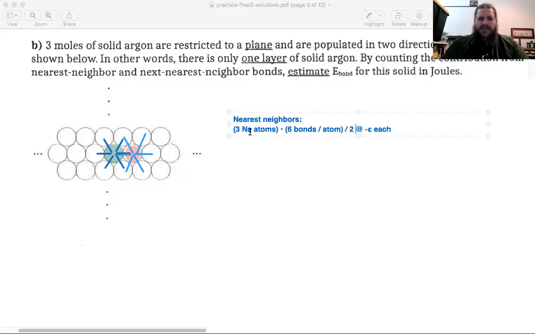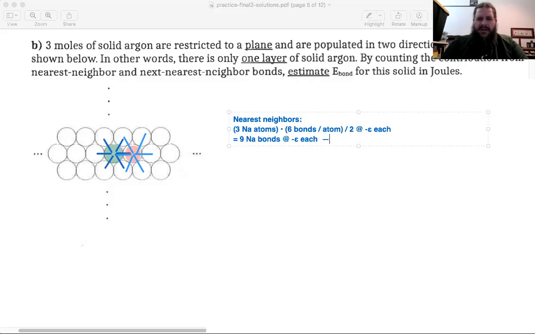So 3 times Avogadro's number times 6 bonds per atom divided by 2 to eliminate double counting. That'll be 3 times 6 divided by 2, which is 9 times Avogadro's number. So there's 9 Avogadro's number bonds of this type at negative epsilon each.